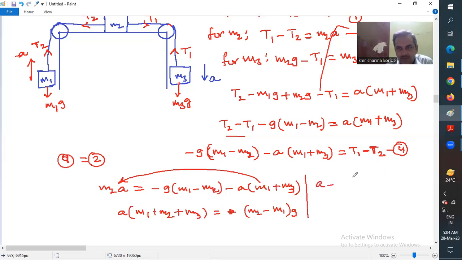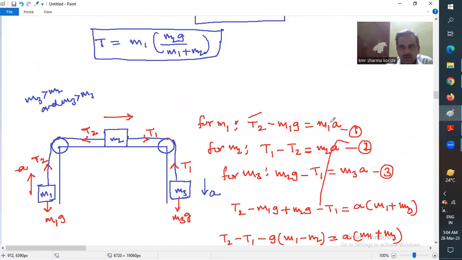So the acceleration equation is A is equal to G of M3 minus M1, whole divided by M1 plus M2 plus M3. So substitute this equation 5 to get either T1 or T2.